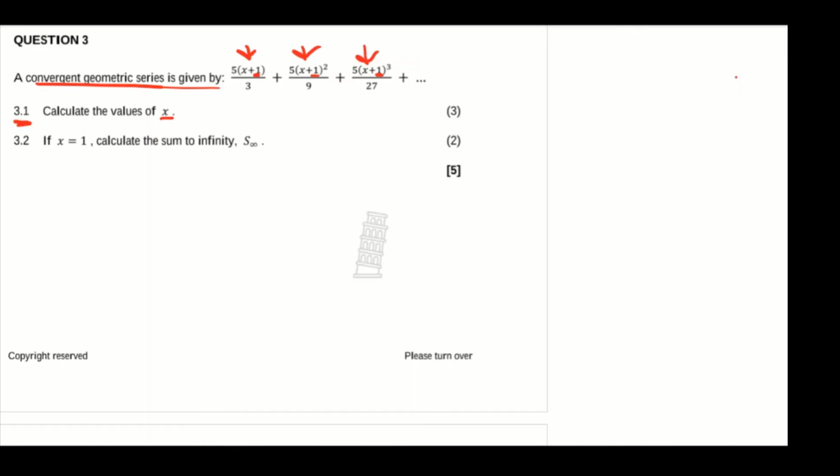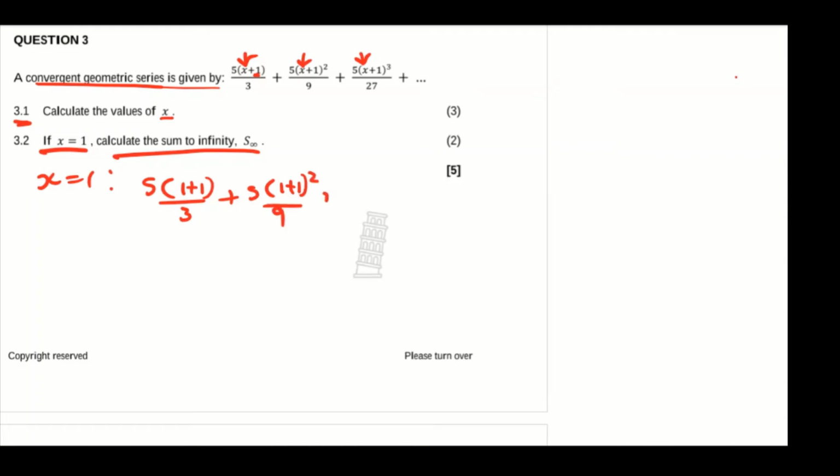So now we are told that if x is equal to 1, calculate the sum to infinity of this problem here. So say x is equal to 1, it means now that you're going to substitute 1 where there's x here. So it's going to be 5 into (1+1) over 3 plus 5 into (1+1) to the power of 2 over 9 plus 5 into (1+1) to the power of 3 over 27. So punch through your calculator so that you can simplify this further.